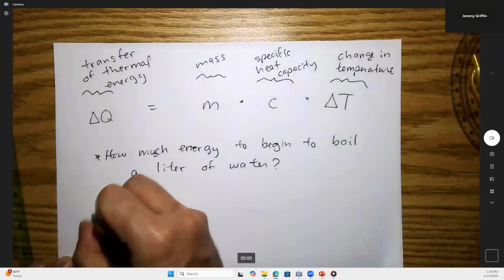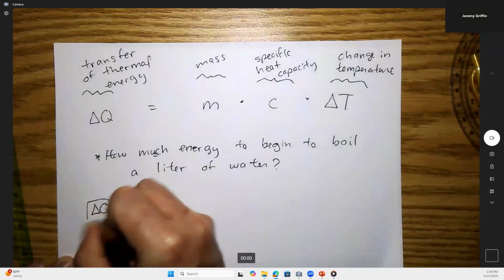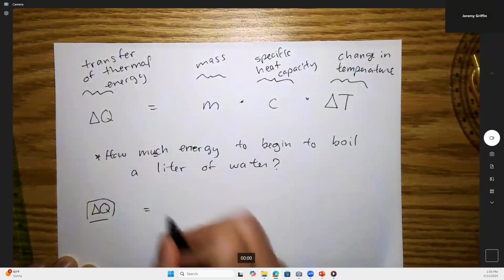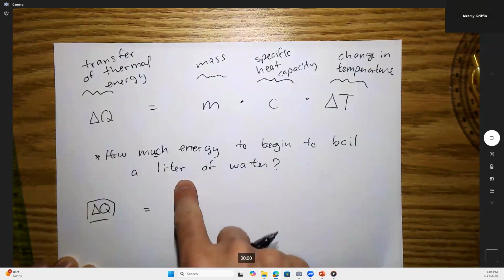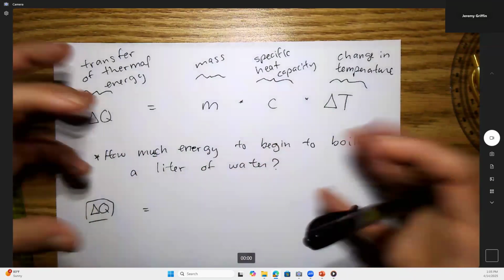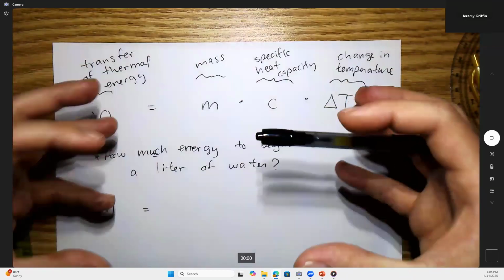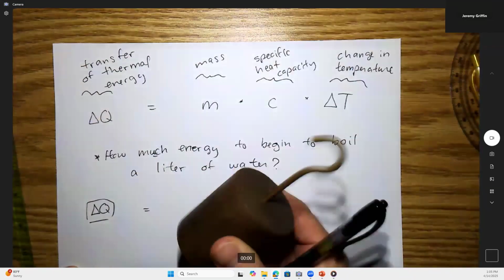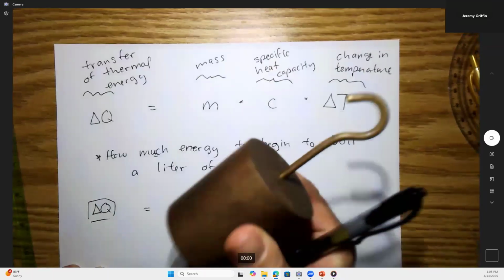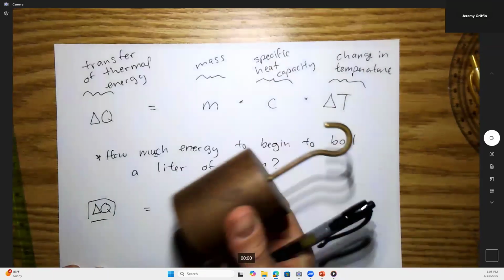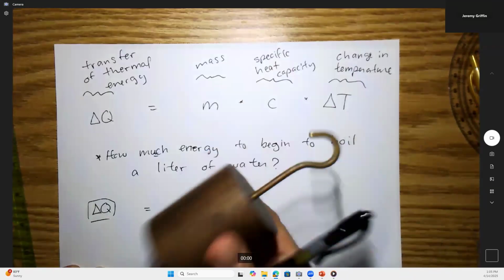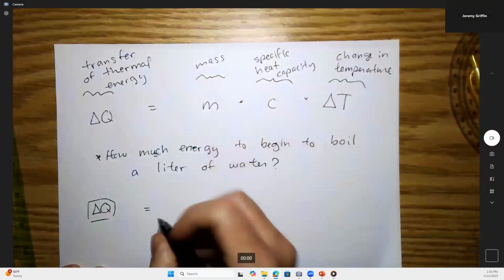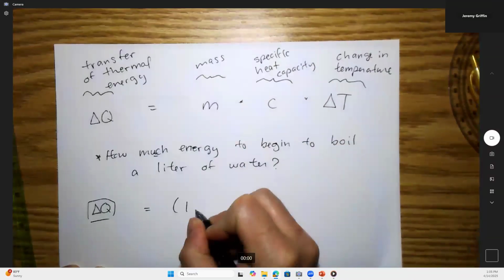So delta Q, that's what we're solving for. How much energy do you have to transfer? Equals. Now, 1 liter. Isn't that a pretty good size bottle right here? How much mass do you think that is in terms of kilograms? Is that about this right here, about a liter of water? I have my eyes closed, I might not be able to tell the difference. Yeah, I think we're talking about 1 kilogram.